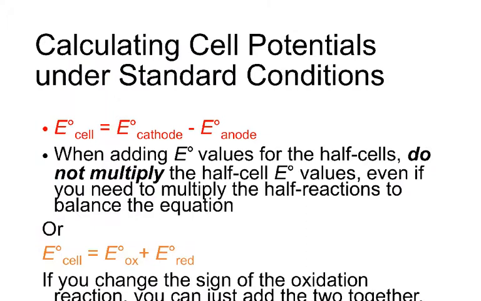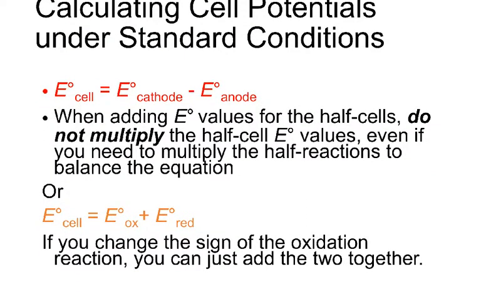So how do we calculate cell potentials under standard conditions for a voltaic cell? What we can do is just take the reduction potential at the cathode, subtract the reduction potential at the anode. When you're adding values for half cells, you do not multiply the reduction potentials or the cell potentials, even if you have to multiply the half reactions to balance the equation. So this is the rare case where you do not multiply by a coefficient. Just keep the cell potentials where they are.